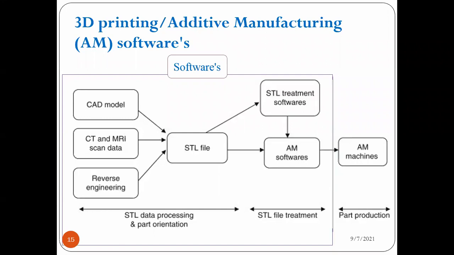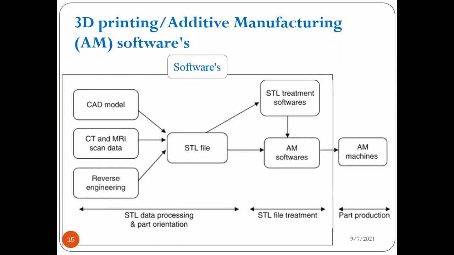Here we require the STL file treatment. For that we use some Magics software. We are using some MeshMixer software. So many softwares are available in the industry. So we have to reduce the errors in the STL file. When we are converting the surface to the STL file, so many errors will occur. Those who know the Chua and Leong book, chapter 6 deals with all these things only.